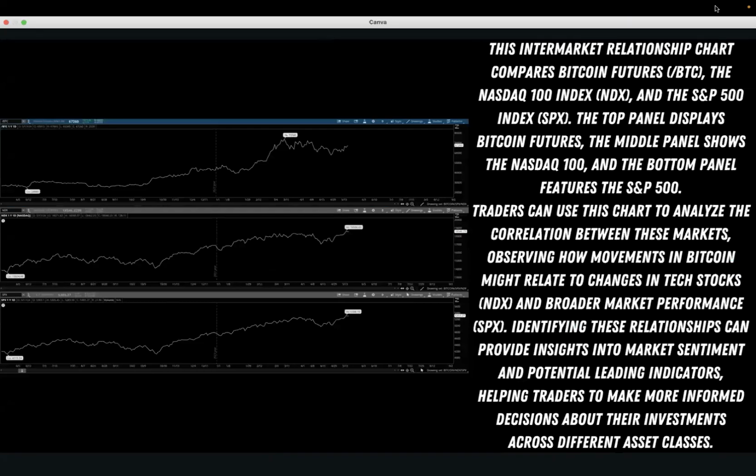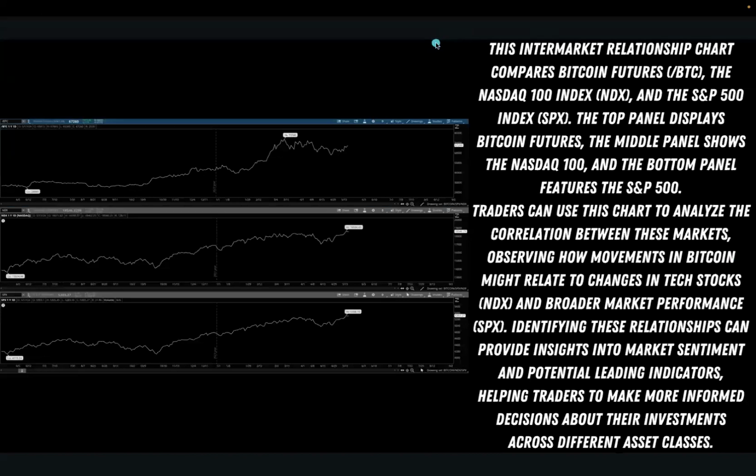Now, this intermarket relationship, as I explained, compares Bitcoin, the NASDAQ, and the S&P, with the top panel being Bitcoin, the middle being the NASDAQ, and the bottom being the S&P. Traders can actually use this chart to analyze the correlation between these markets, observing how movements in Bitcoin might relate to changes in tech stocks, which is going to be your NASDAQ, and the broader market performance, which is going to be the S&P 500. Identifying these relationships can provide insights into market sentiment and potential leading indicators, helping traders to make more informed decisions about their investments across different asset classes.